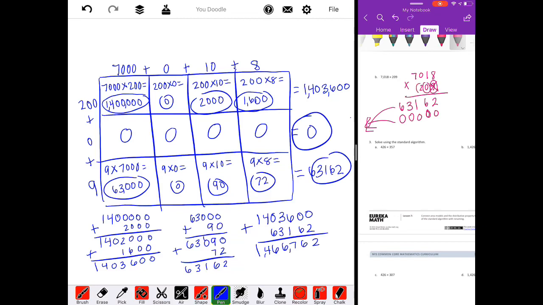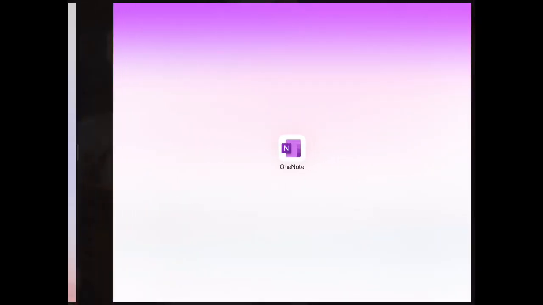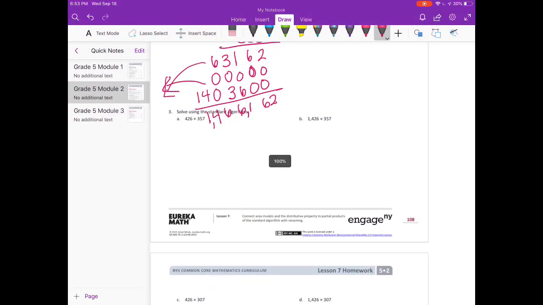And then we're moving on to the hundreds place. So 2 zeros to get to the hundreds place. 2 times 8 is 16. Carry the 1. 2 times 1 is 2, plus 1 is 3. 2 times 0 is 0. 2 times 7 is 14. Now we need to add. So we get 1,466,762. All right. Now we get to just use the standard algorithm. So I'm going to go back to this.